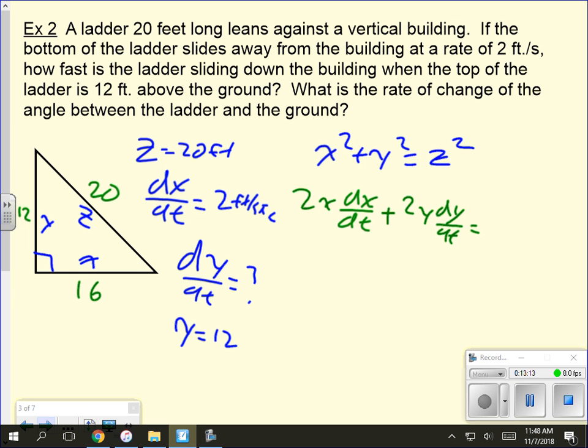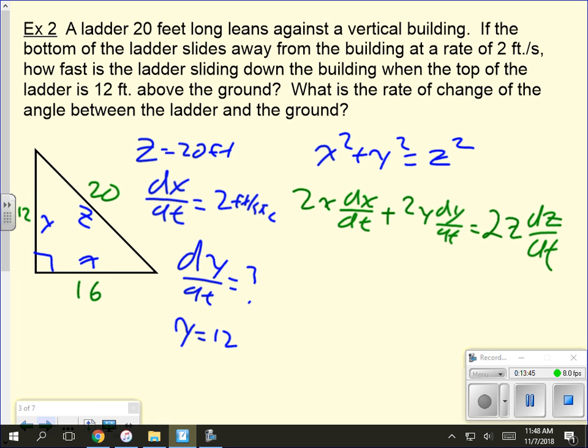And the derivative of z squared would be 2z dz dt. Each variable with respect to time. Now, I know some of those values, and I'm looking for some of those values. What am I looking for? I'm looking for dy dt. What do I know? I know dx dt, and I know all the rest of them too. So I just plug things in.